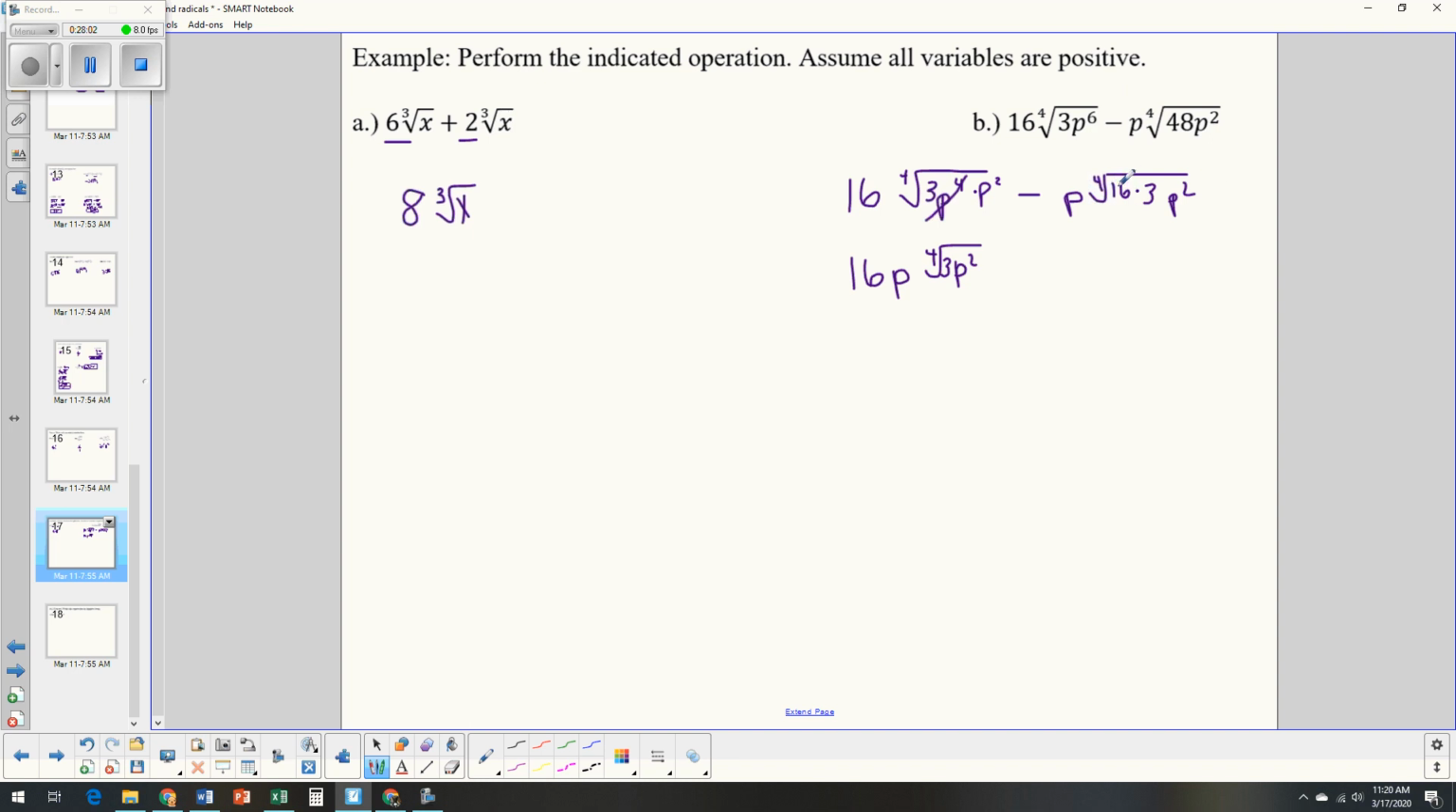Here, the 4th root of 16 is 2. So I can take out 2, and I still have p there. And I'm left with, right, that's gone now, the 4th root of 3p squared. And now these do match, right? 4th root of 3p squared, 4th root of 3p squared. So I'm going to focus on the 16p minus 2p. And we get 14p times the 4th root of 3p squared.